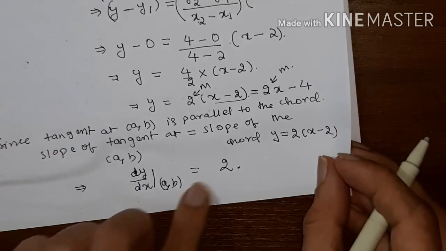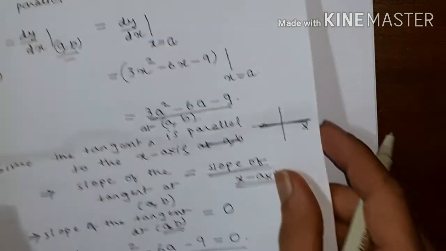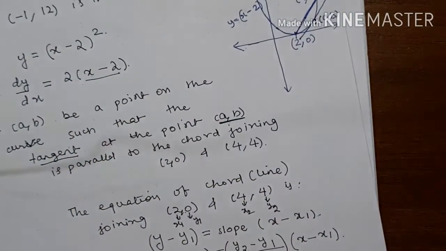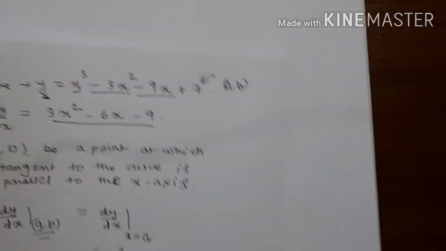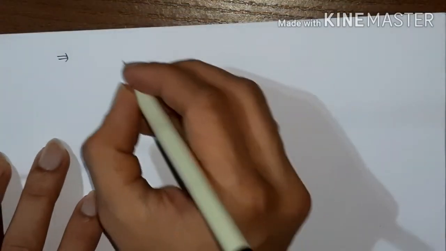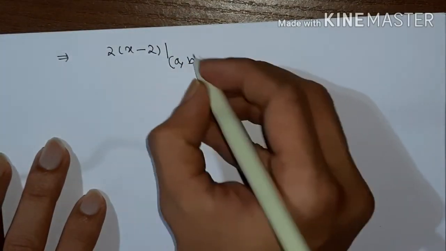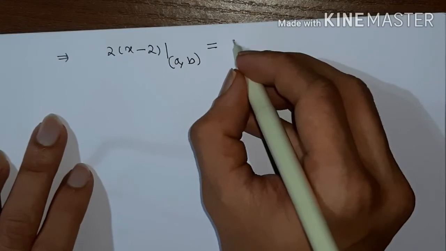So let us solve this equation right now. What do we get? We have found dy by dx, right? Dy by dx was 2 times x minus 2. So 2 times x minus 2 at the point a comma b, which is equal to what? 2.